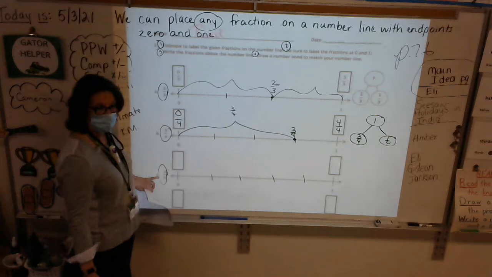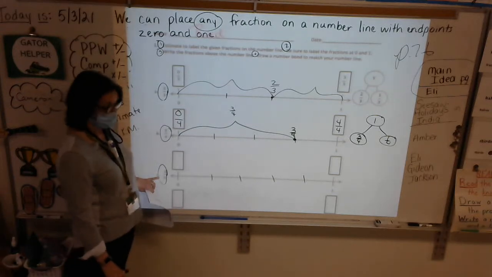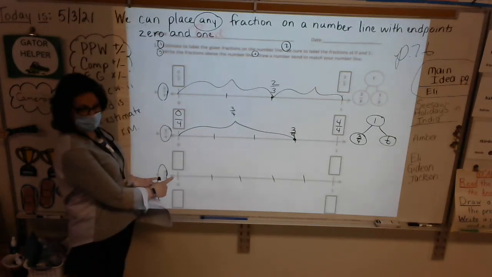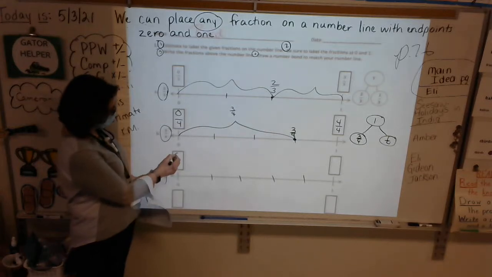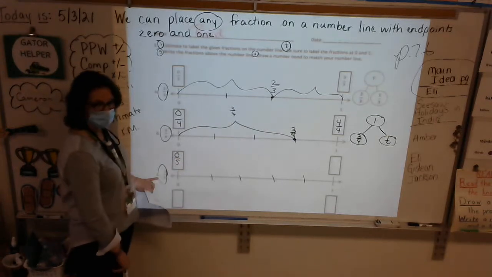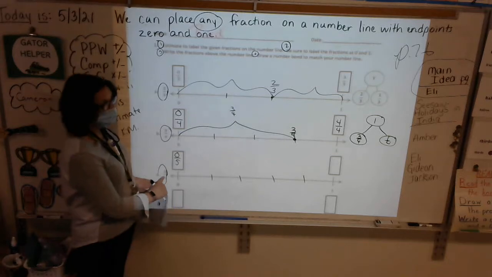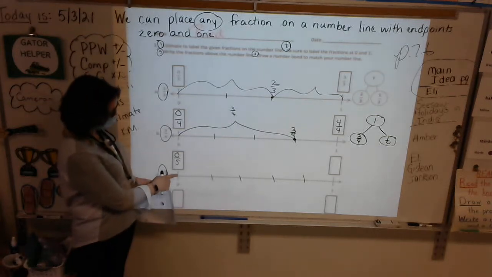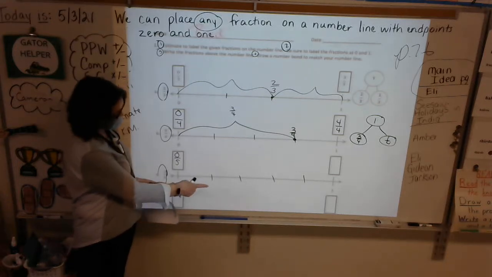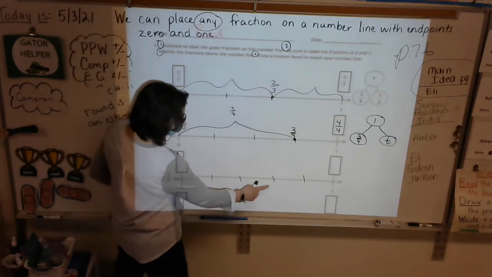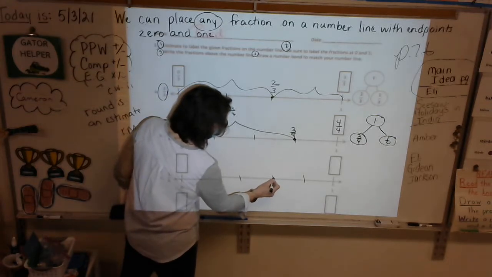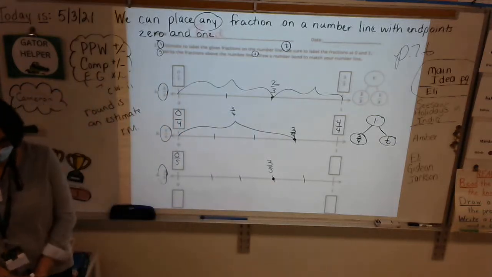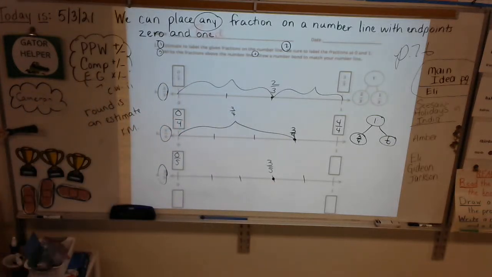We need to find the fraction 3/5. So we're at 0, boys and girls. How many fifths have we counted? We have counted 0 fifths. Go ahead and put it. And then we want to find 3/5. So let's count, boys and girls. 0 fifths. Point and count, please, on your paper. Point and count. 0 fifths, 1/5, 2 fifths, 3 fifths. Plot your point at 3 fifths and label it 3 fifths.